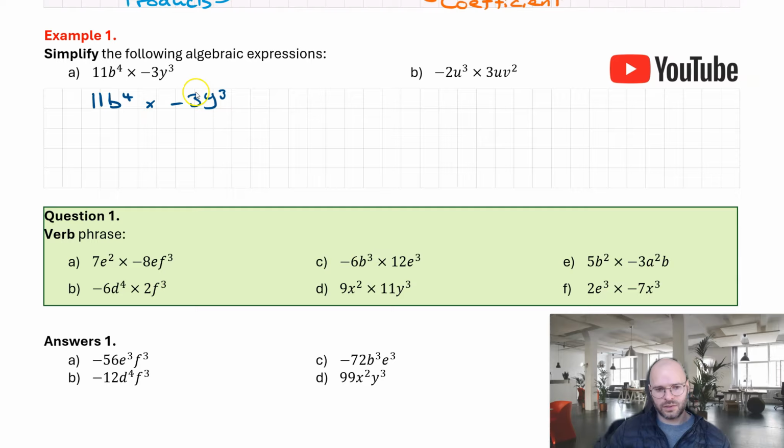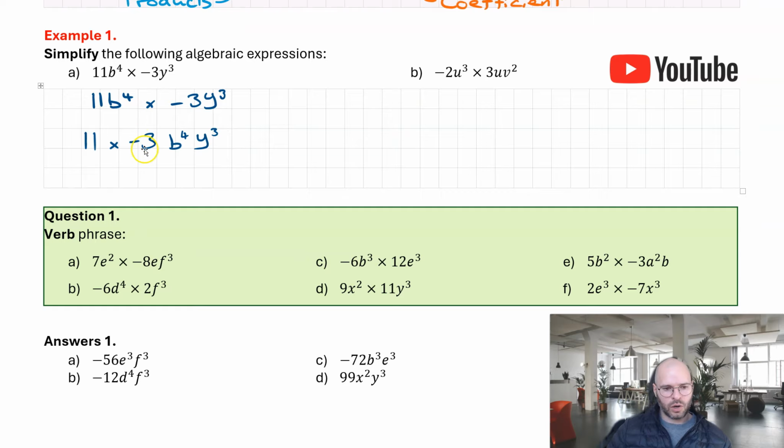Now, the way in which we can do this to this expression is firstly, we need to identify all of our coefficients. On the first product, we have a coefficient of 11, and on the second product, we have a coefficient of negative 3. So I'm going to write those coefficients on the far left. Next, I'm going to identify my variables and write them on the right. So I have b's and I have y's. I had a total of 4 b's and I had a total of 3 y's.